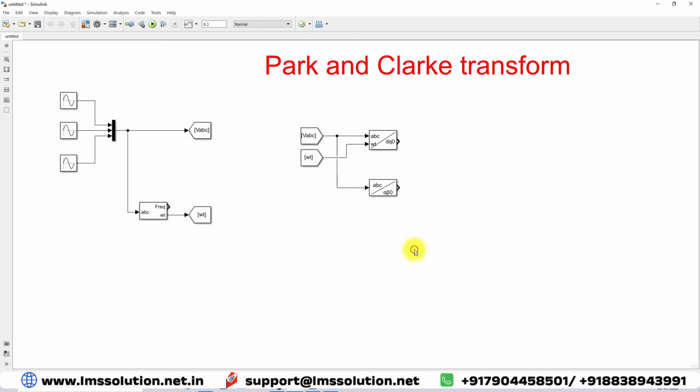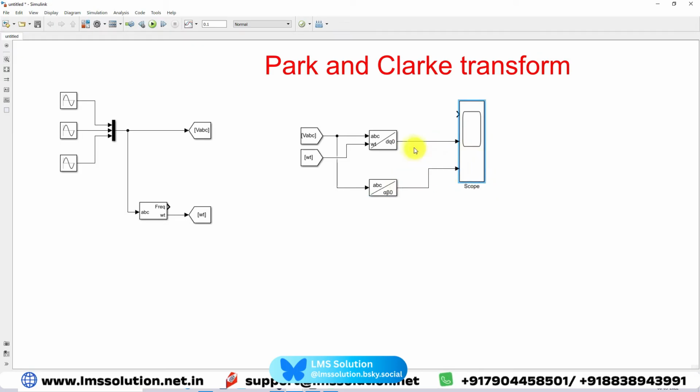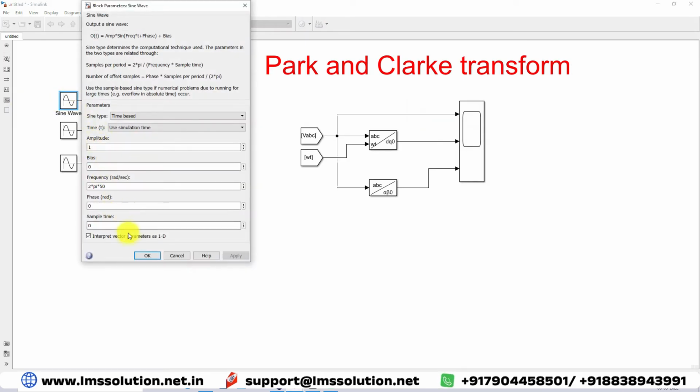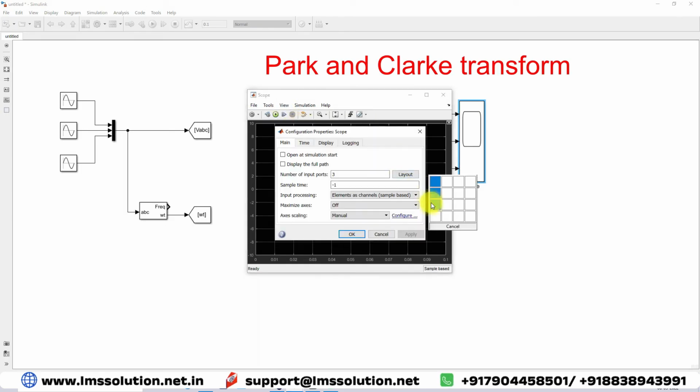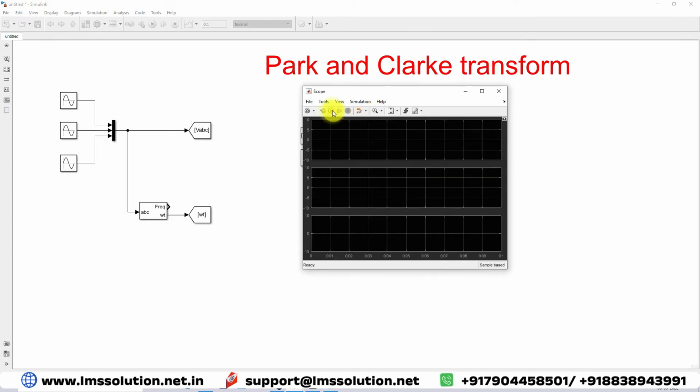Click OK. Next, you have to measure the output. For that, I'm going to use a scope. Here I'm going to use a 3 input scope, which means you are going to measure 3 signals. One is the output from ABC to dq0, another is the output from ABC to alpha beta 0, and another one is nothing but the input. Here I've set the total simulation time to 0.1, and the amplitude is equal to 1. Now I'm going to simulate this model. Before that, I'm going to change the layout of the scope to 3 and then simulate.